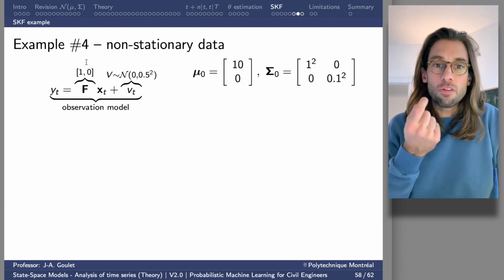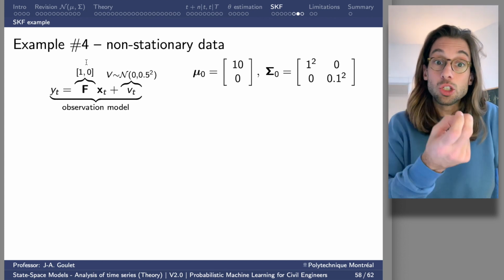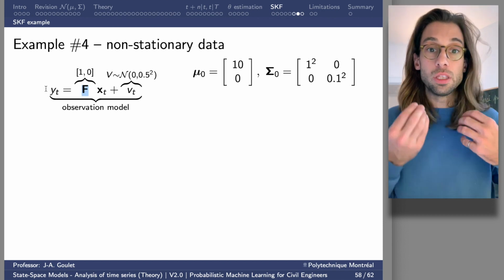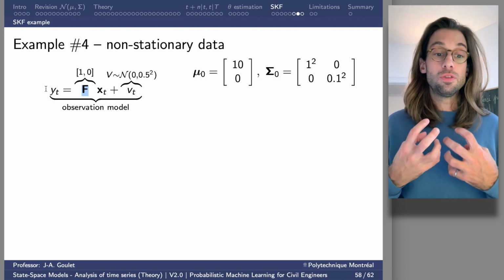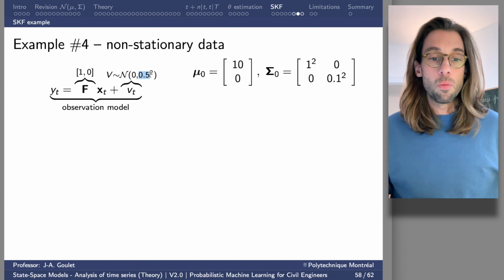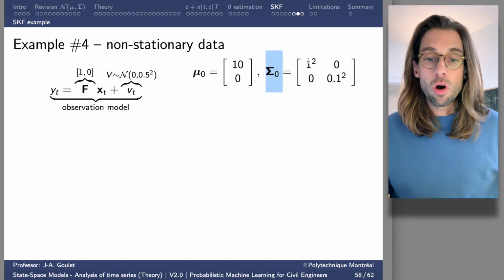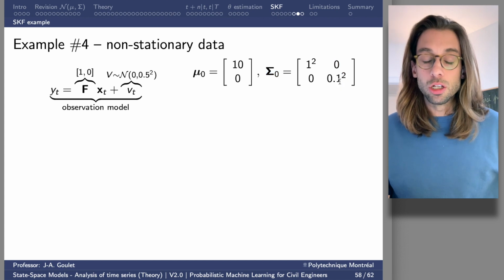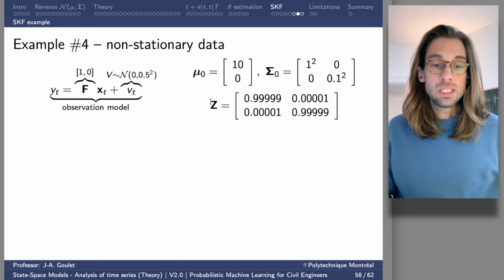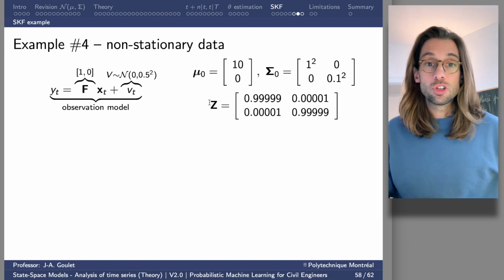So our 2 hidden states are the temperature and its rate of change. So here my observation model, my F matrix, is 1 and 0 because I only observe the temperature. I don't actually observe its rate of change. Okay, my observation error standard deviation is assumed to be 0.5. My expected vector for my prior knowledge of the temperature and its rate of change is 10 and 0. My prior covariance is 1 and 0.1 square for my prior variance for the temperature and its rate of change, and 0 for the off-diagonal terms. So Z is my prior probability of transiting between states.